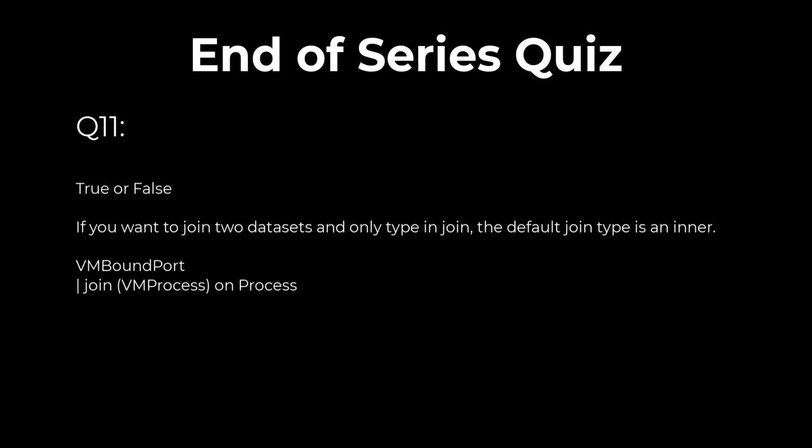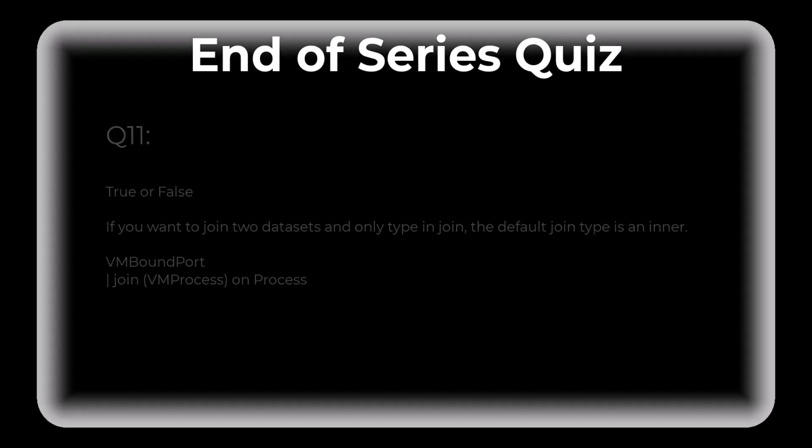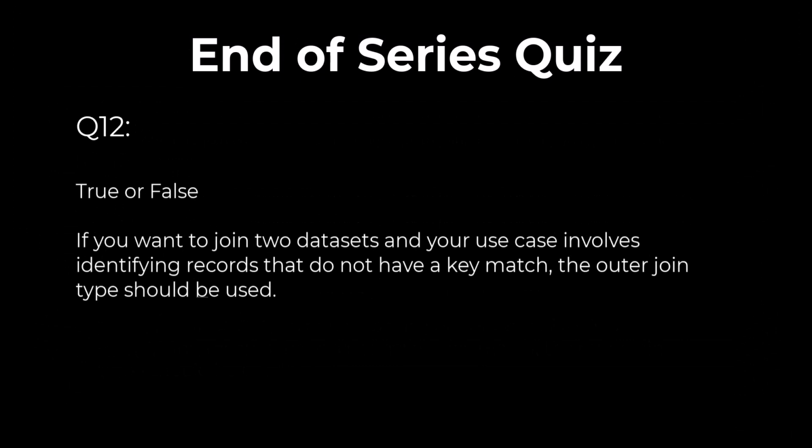The answer is false. The default join type is an inner unique, which means key matches are first deduplicated on the left table, then paired with any matches from the right table. Question 12, true or false? If you want to join two data sets and your use case involves identifying records that do not have a key match, the outer join type should be used.